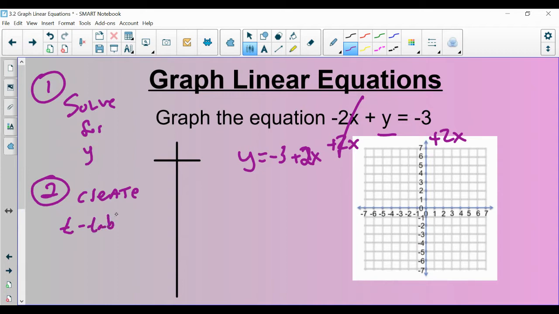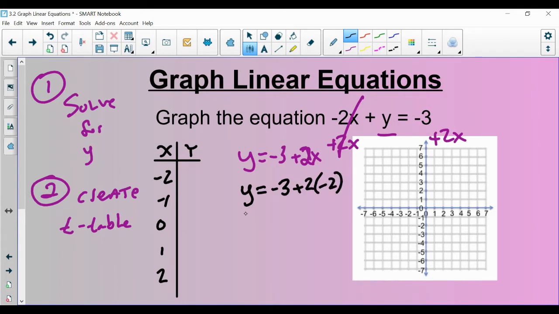When I ask for a t-table, what I always want is the same x values. This is x, this is y, and I want you to plug in negative 2, negative 1, 0, 1, and 2. That's very common as the 5 points that you want to plug in. So what this is going to look like is these are the x values. First, you're going to start with negative 2, and you're going to plug negative 2 in for x in this solved equation. What that would look like would be y is equal to negative 3 plus 2 times negative 2.